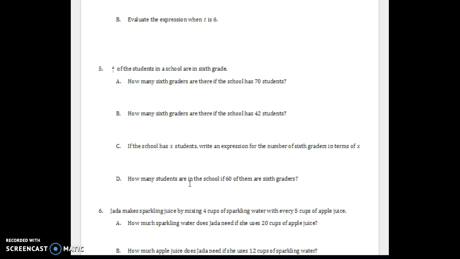4/7 of the students in a school are in 6th grade. A. How many 6th graders are there if the school has 70 students? B. How many 6th graders are there if the school has 42 students? C. If the school has x students, write an equation for the number of 6th graders in terms of x. D. How many students are in the school if 60 of them are 6th graders?